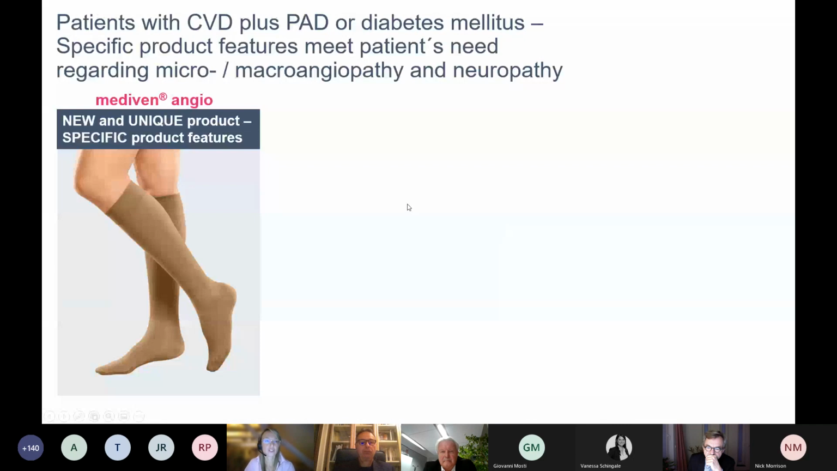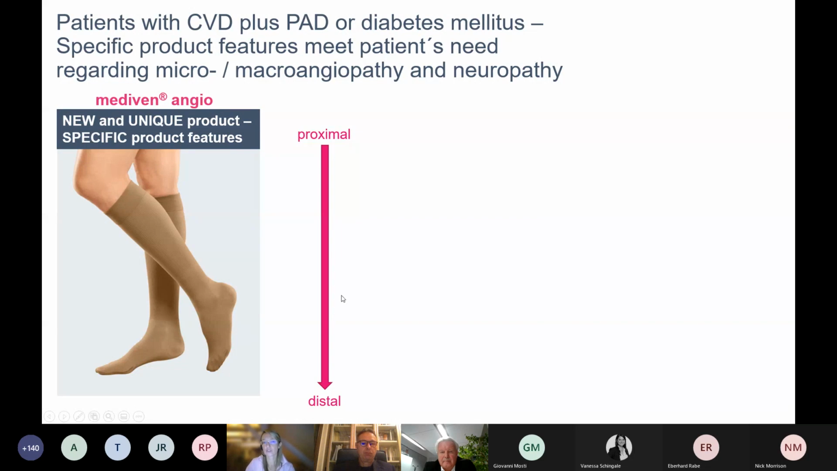So what are the specific features of this new medi in angio, this specific round-knitted medical compression stocking? We designed the stocking in order to have specific product features that perfectly meet the patient's need regarding micro and macroangiopathy, and in patients with diabetes mellitus, of course, also due to neuropathy. And so we designed the stocking from the proximal to the distal ending, and we equipped this stocking with specific product features. So let's start with the proximal ending. At the proximal ending, we have this broad top border in order to ensure a flat and equal pressure distribution, and in order, of course, to prevent a further impairment of the arterial status, maybe due to constrictions.